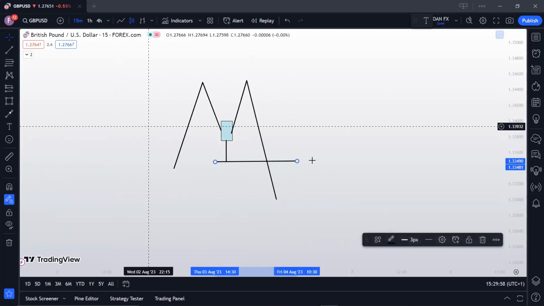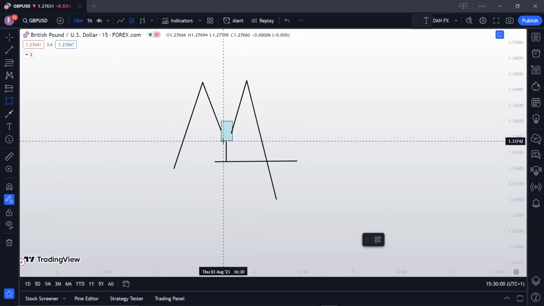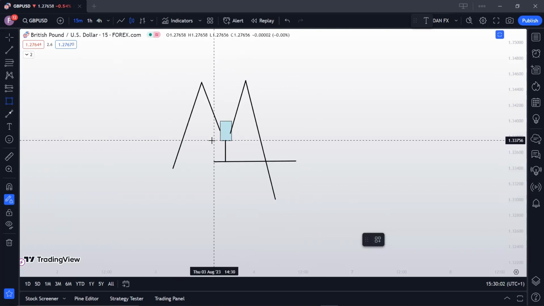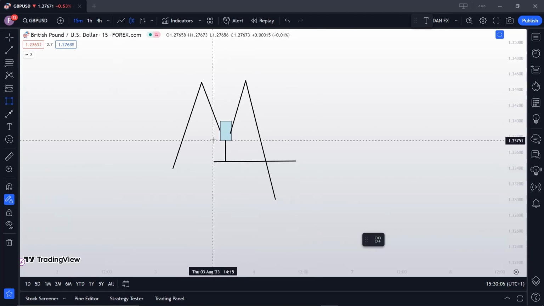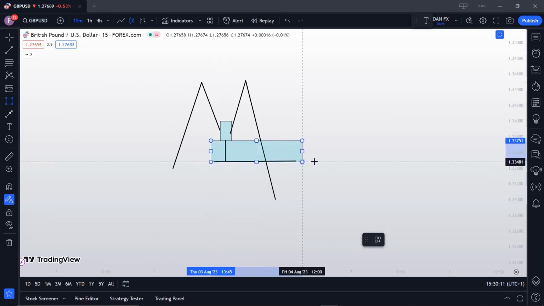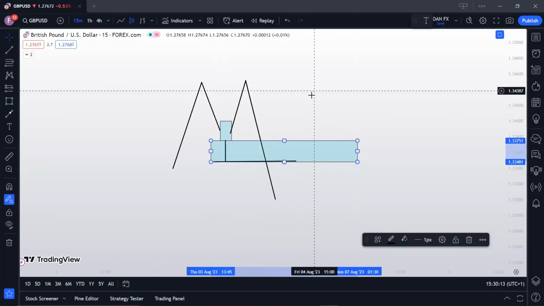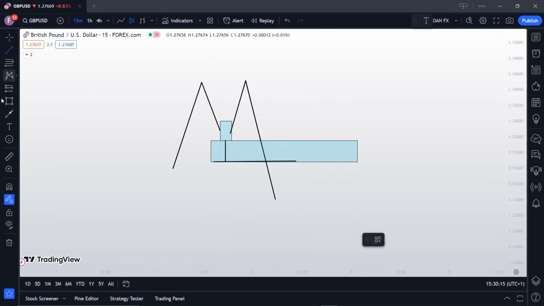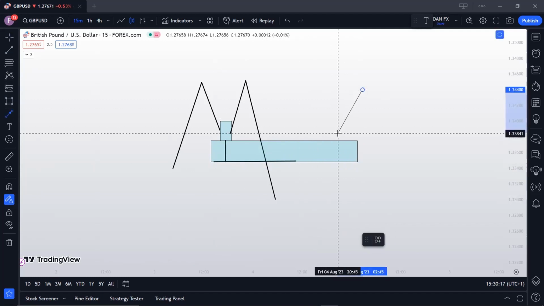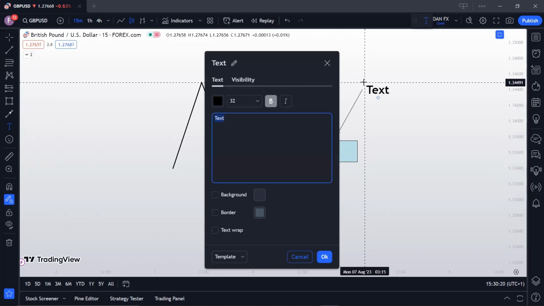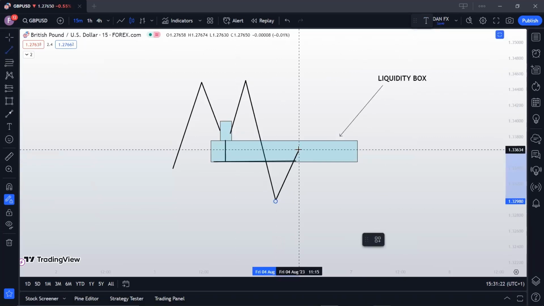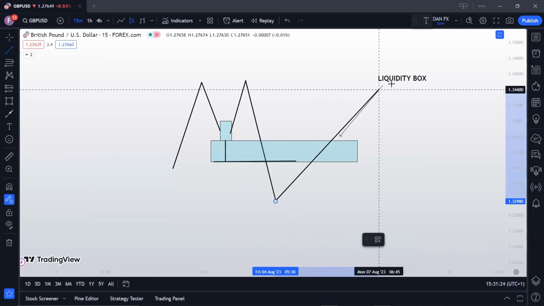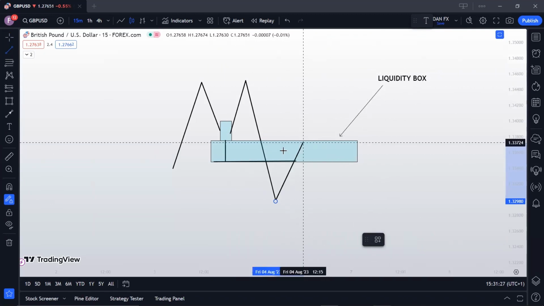And then you're going to have to draw a box from the close of the candle, or from the open of the candle. This is a bullish candle. So from the open of the candle, I'm going to draw a box and extend that box out like this. All right, this box is going to be called your liquidity box. Now, when the market goes back to this box, to this zone, you can also call it a liquidity zone, or liquidity box, whichever you want to call it.